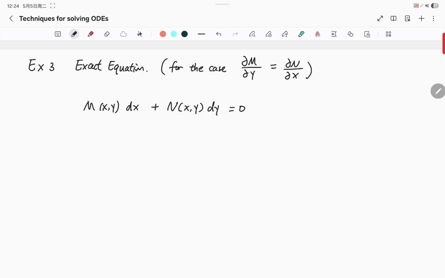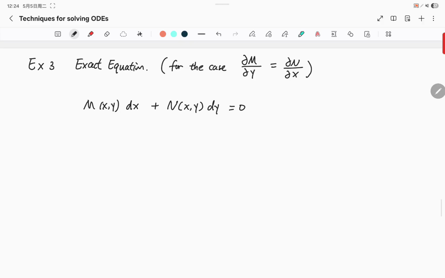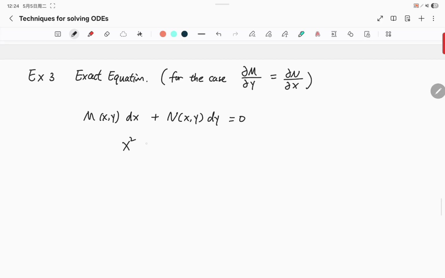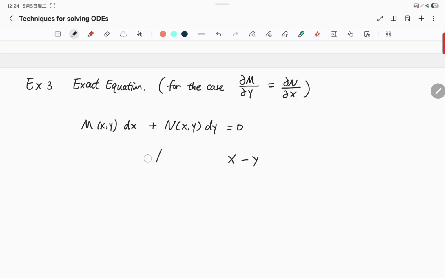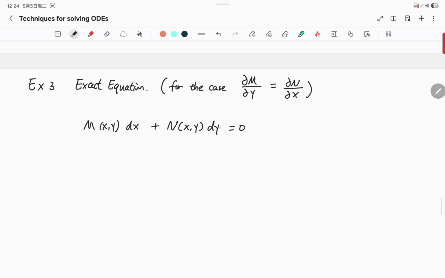Right-hand side 0, left-hand side looks very strange. What is this? M of x and y dx plus N of x and y dy. M and N are basically a function or an expression that involves both x and y. For example, M could be x squared plus 4y, and N could be, say, x minus y, something like that. It's basically a function of both x and y attached to dx and dy.